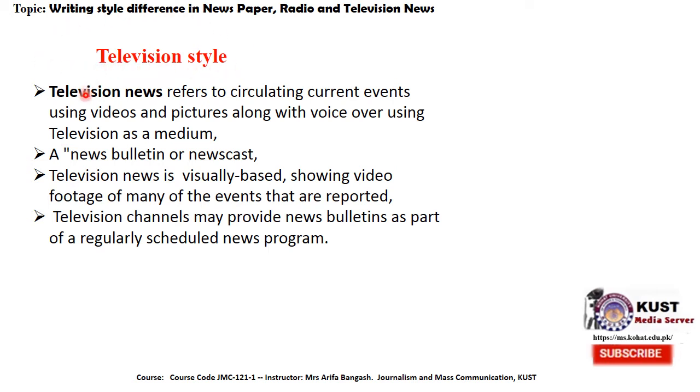Television news refers to circulating current events using video and pictures along with voice-over. A news bulletin or newscast is a television program lasting from seconds to hours that provides updates on international, national, regional, and other local news events. Television news is usually based on showing video footage of many of the events that are reported.